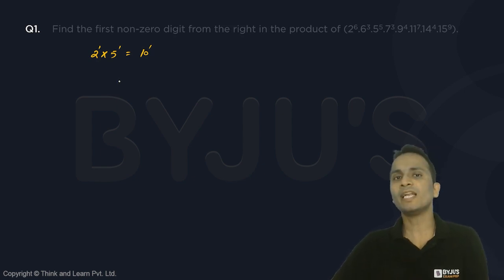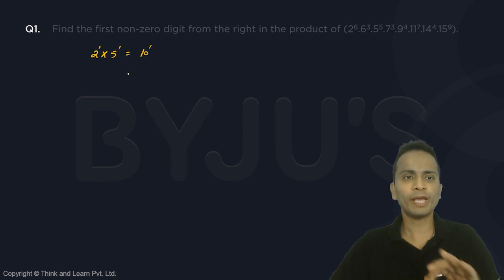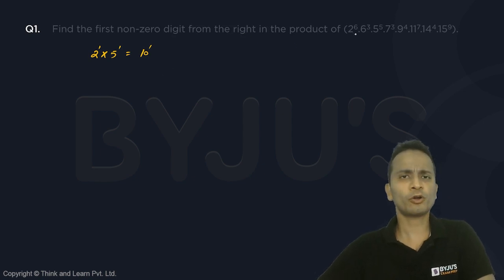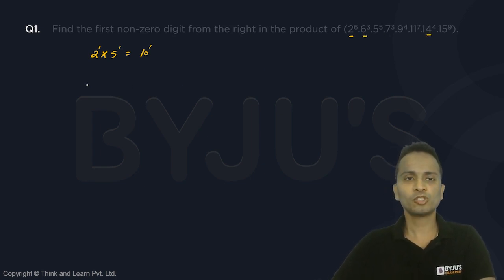So the number of 2's and the number of 5's will basically decide the number of zeros at the end of this number. Okay, so I'll quickly separate out all the powers of 2 and all the powers of 5. So first of all, talking about the powers of 2. Powers of 2 will be present only in even bases. So 2 raised to the power 6, 6 raised to the power 3, and 14 raised to the power 4. So in these numbers, the power of 2 will be present. So 2 raised to the power 6 will have 6 powers of 2.